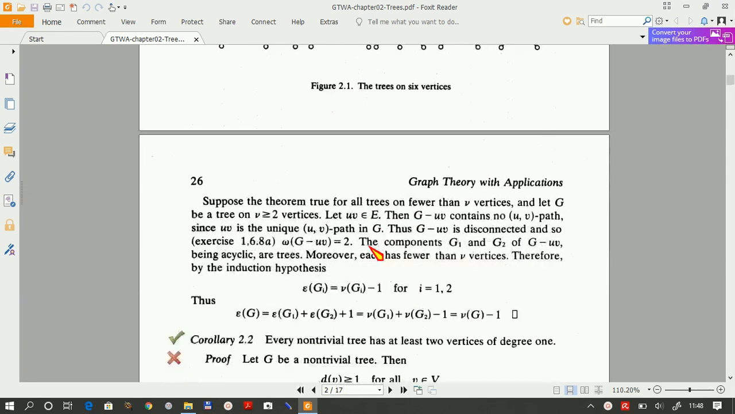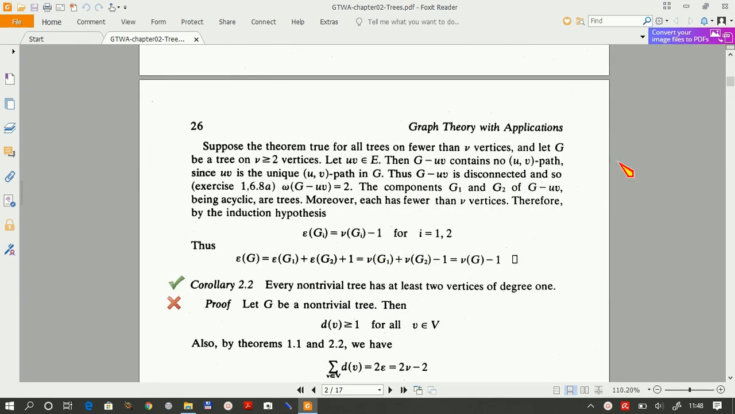The induction step is a bit different from usual, because generally we adopt as an inductive hypothesis the fact that what we are going to prove is valid for, in this case, n minus 1. On the contrary, here we assume that the statement is true for any tree with fewer than n vertices. Okay? So let's assume that G is a tree with at least 2 vertices, n greater than or equal to 2.